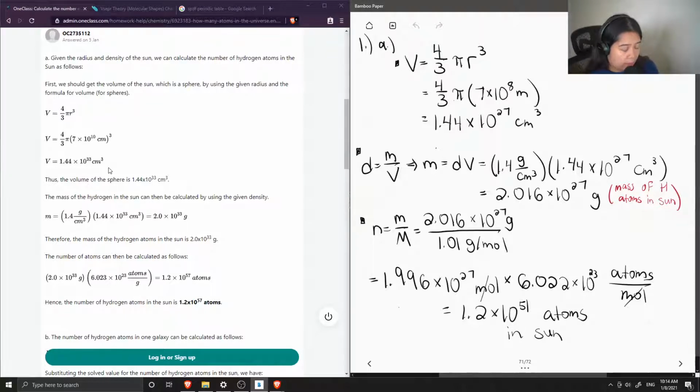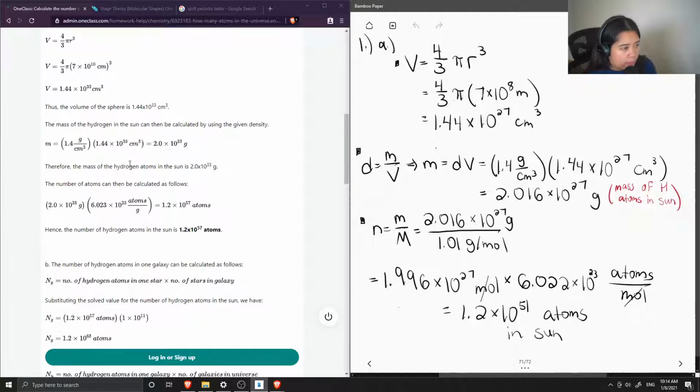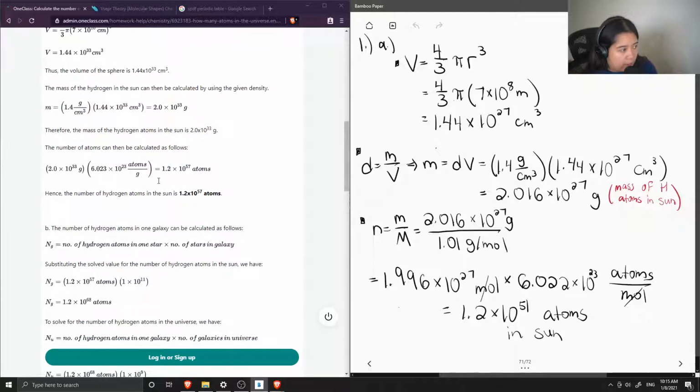But the work was correct. But they still ended up getting a 1.4, but their exponent is 10 to the 33. So we can just take note of that later on. The mass of the hydrogen in the sun can then be calculated by using density. So mass is density times volume, and they got 2.0, again, times 10 to the 33, which is incorrect.